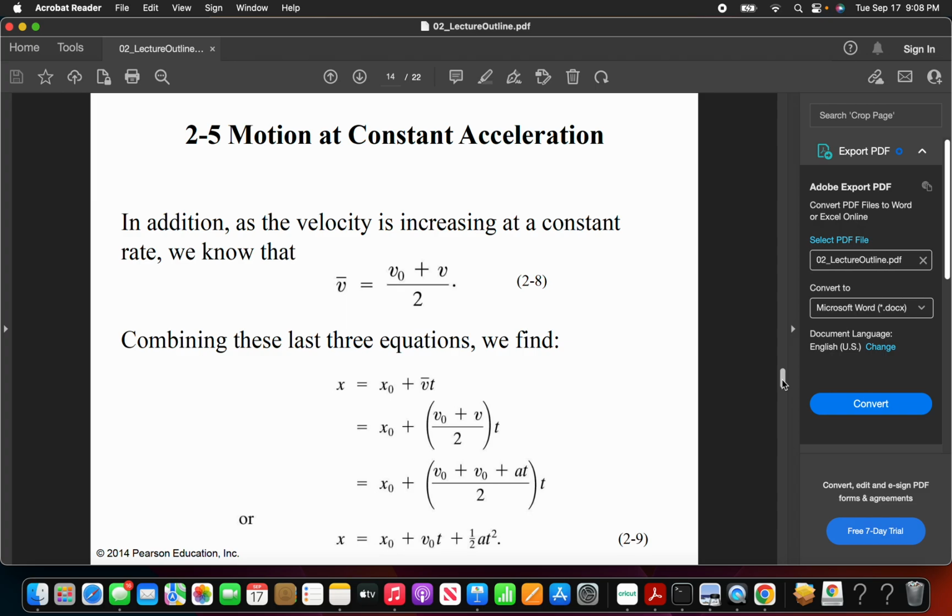V naught is the initial speed. What speed or initial velocity? What velocity did I start off at? Because sometimes things start off at one velocity and end up at another velocity. So we will have two velocities. All right? So this says the initial velocity.